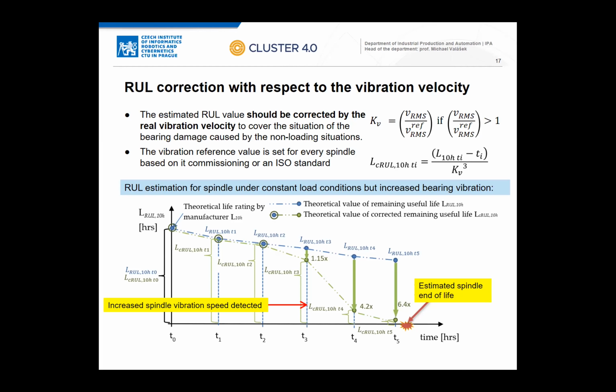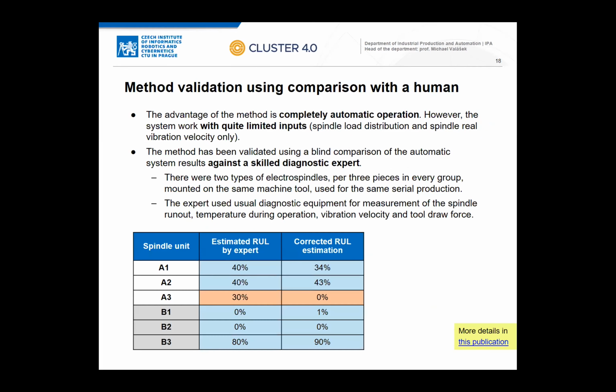Well, so these are all illustrative pictures. What we did, because the question was whether we can have some automatic system, some algorithm that would check the condition of the spindle instead of a skilled human technician. The advantage of this method is completely automatic operation. However, there are some limits. So what we did was a comparison between the algorithms and the skilled diagnostic person.